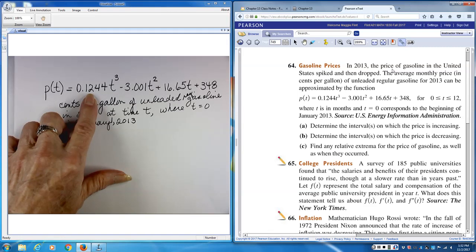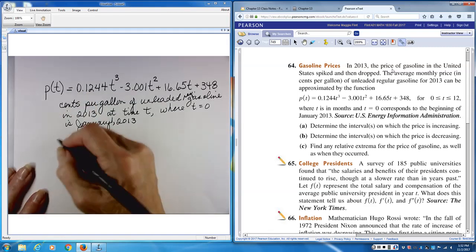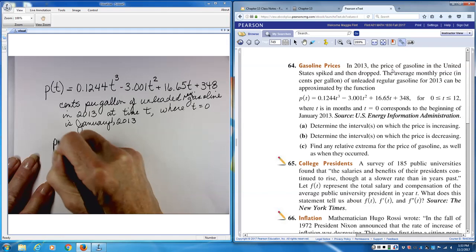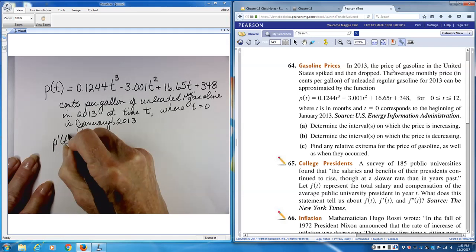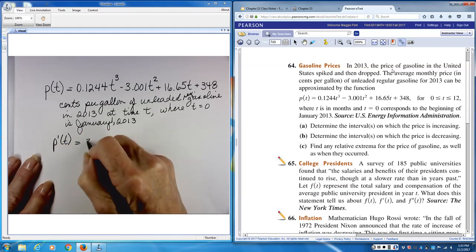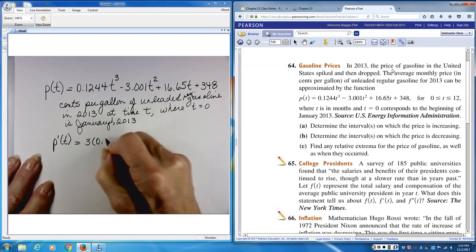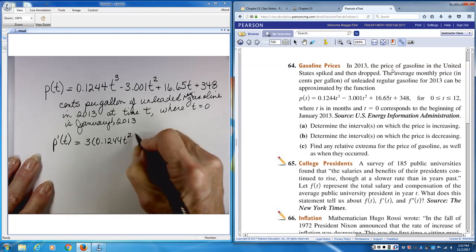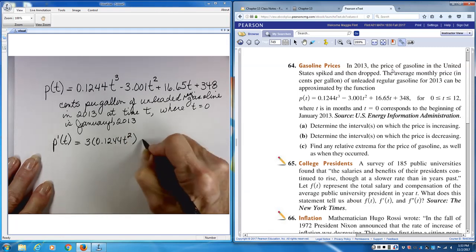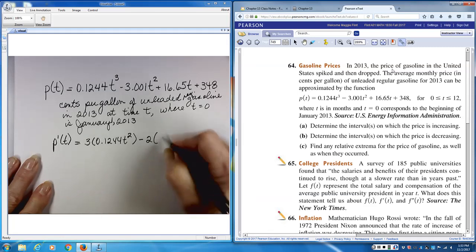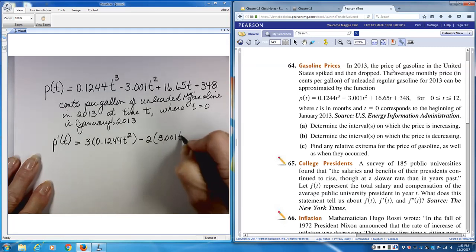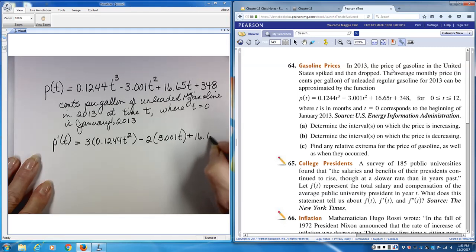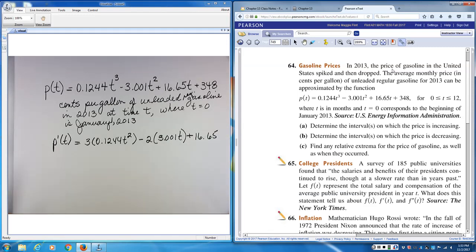Oh, this is an easy derivative to take. So P prime of t is equal to 3 times 0.1244 t to the second power minus 2 times 3.001 t plus 16.65.